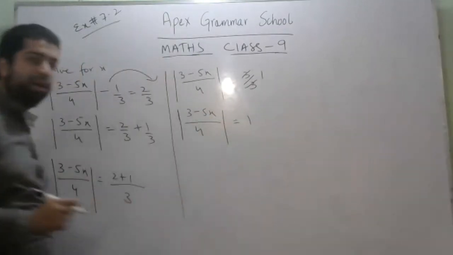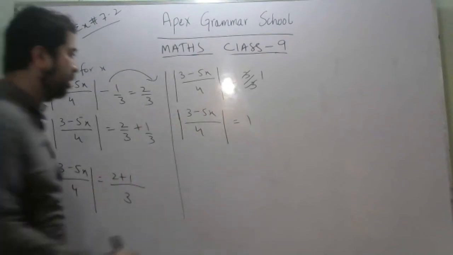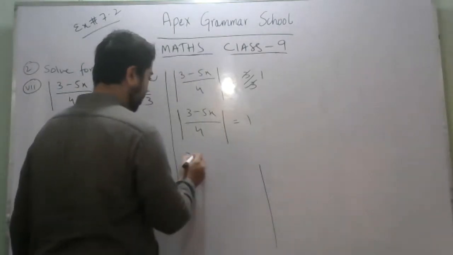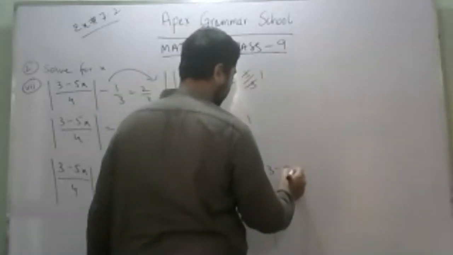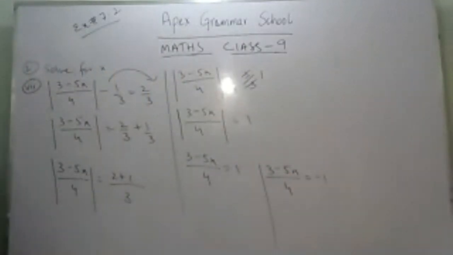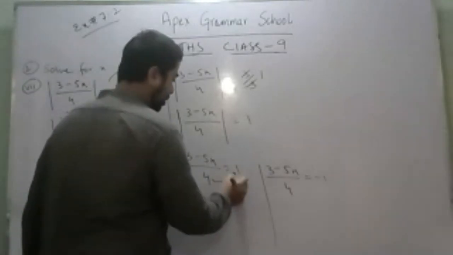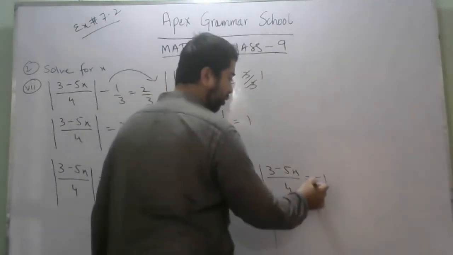This is just like part number 1. You can now easily break them into 2 parts. First is 3 minus 5x divided by 4 is equal to 1, and second is 3 minus 5x divided by 4 is equal to negative 1. You can now solve it. 4 will go to multiply here. 3 minus 5x is equal to 4. So 4 will go to multiply here.